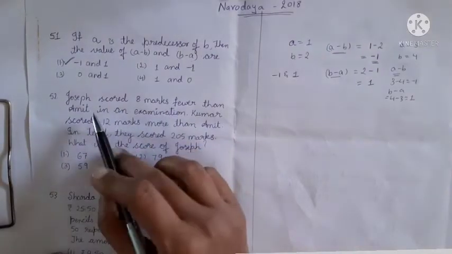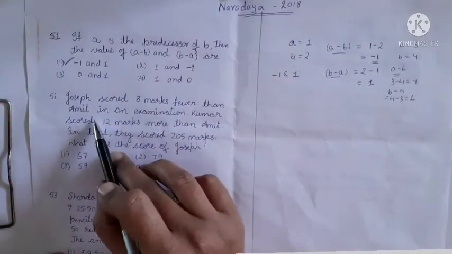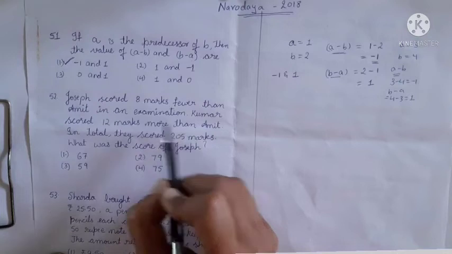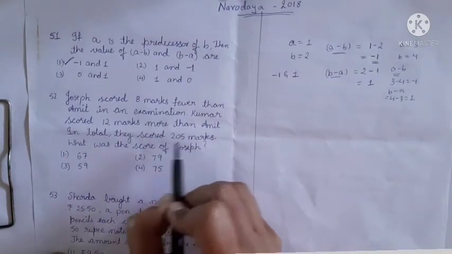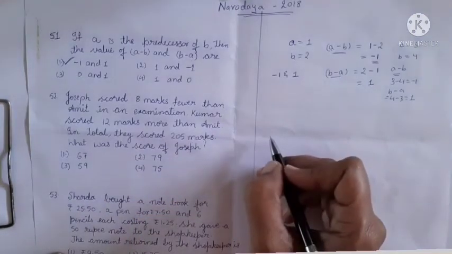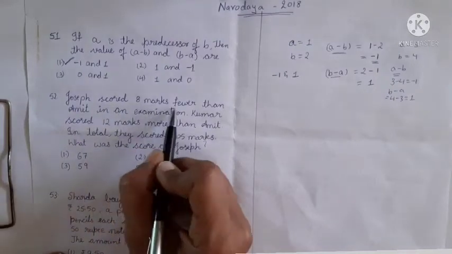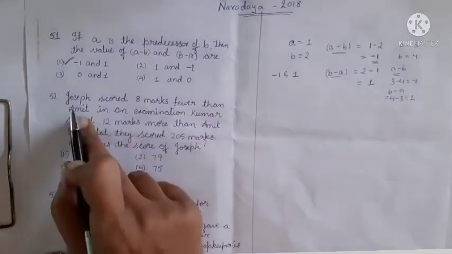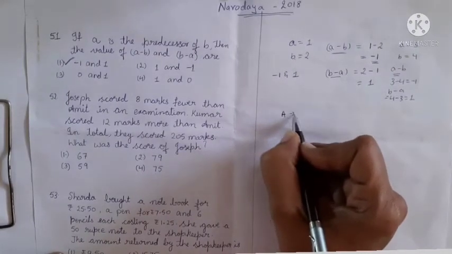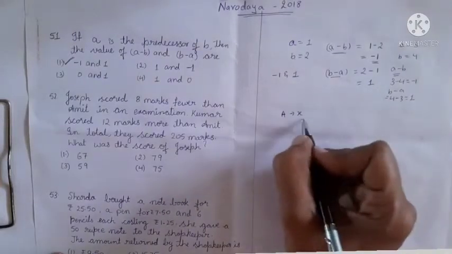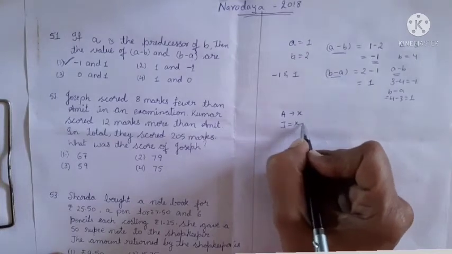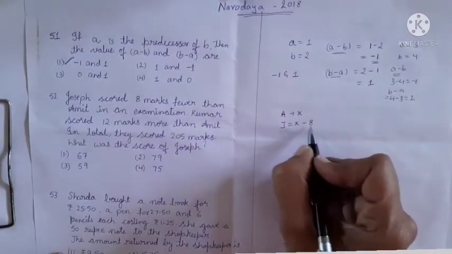Next one. Joseph scored 8 marks fewer than Amit in an examination. Kumar scored 12 marks more than Amit. In total, they scored 205 marks. What was the score of Joseph? Fewer means lesser, than whom? Than Amit. I don't know the score of Amit, so I will take it as X. Then Joseph's score, 8 marks lesser than Amit, will be X minus 8.